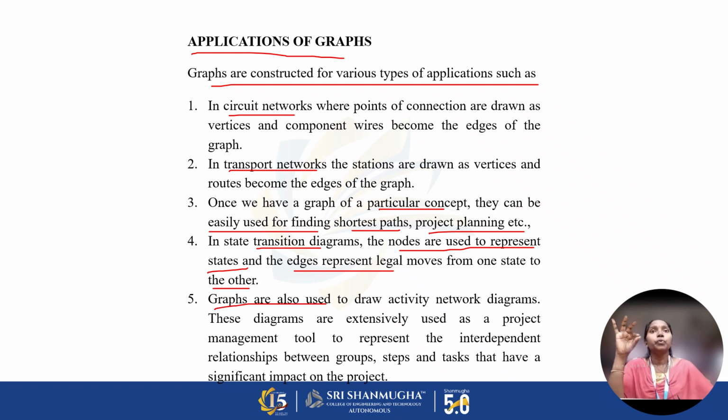Graphs are also used to draw activity network diagrams. These diagrams are extensively used as a project management tool to represent interdependent relations between groups and steps to tasks that have a significant impact on the project. And these are the main applications of graphs. Generally, graphs have many applications, and we are specifying here some of them: circuit networks, transport networks, transition diagrams, and also activity network diagrams. And these are all the main applications of graphs.